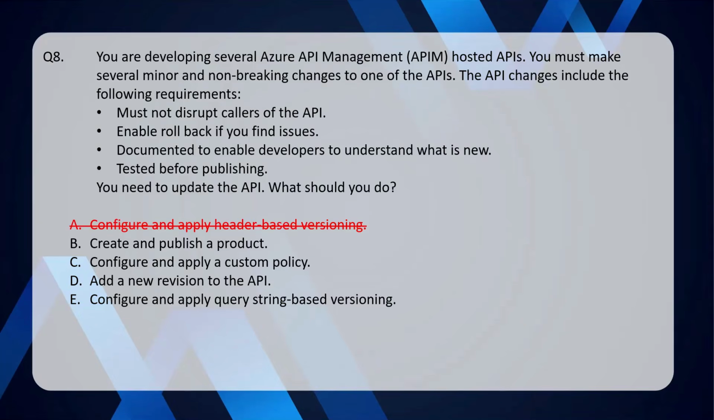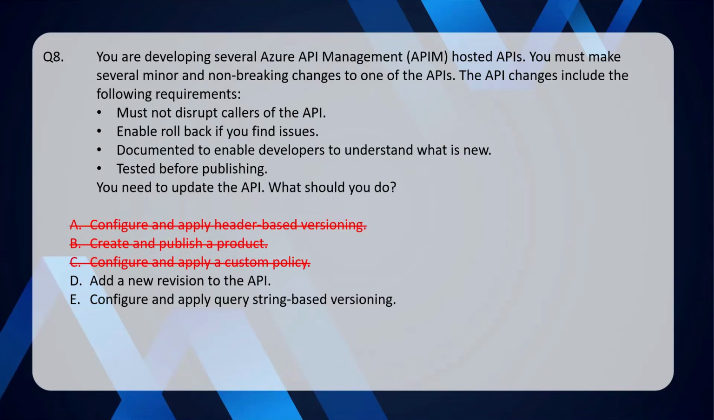So let's rule it out. Now option B involves creating and publishing a product and product bundles APIs for exposure, which will not help with rollback or testing. So another incorrect choice. Now configuring and applying a custom policy will control the behavior of API like rate limits, making it another incorrect choice.